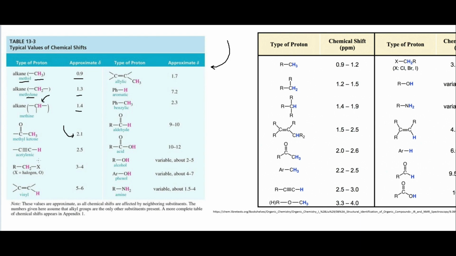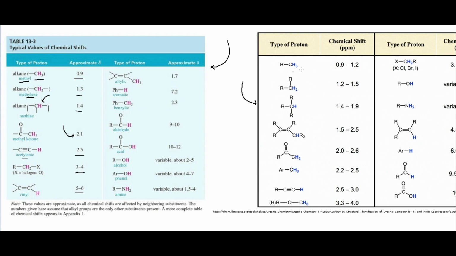This acetylenic one right here will be about 2.5. Then if we have halogens, it'll be between 3 and 4. The vinyl, 5 to 6, and so on and so forth through here. So you'll see these different tables, and I have another one over here, and we can see that they don't always have numbers that exactly agree.